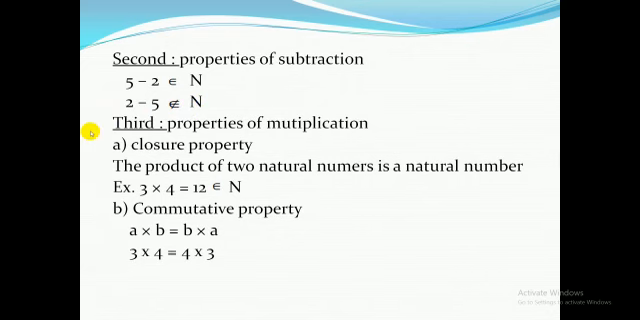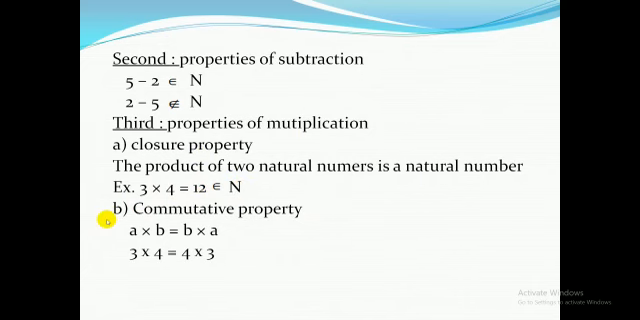Third, properties of multiplication. They are the same as the properties of addition. Number one, closure property. The product of two natural numbers is a natural number. Example, 3 times 4 equals 12. 3 belongs to natural numbers and 4 also belongs to natural numbers, so their product, which is 12, belongs to natural numbers.